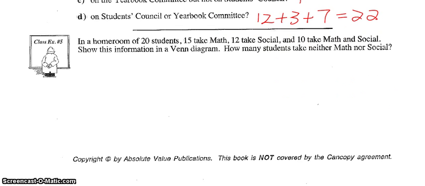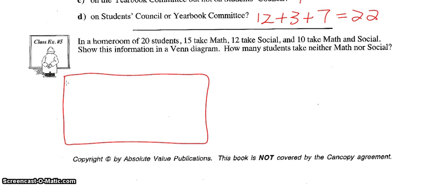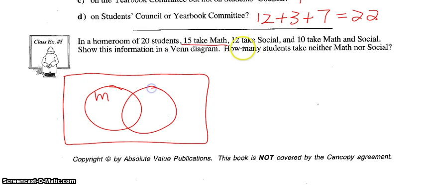Now let's try that ourselves, using a Venn diagram. A Venn diagram is a really good way to organize information. So you have 20 students. Now we don't write 20 yet. Let's take the information. 15 take math. We don't write that down yet because we don't know how many also take social. 12 take social, but 10 take both. Where do I put 10?